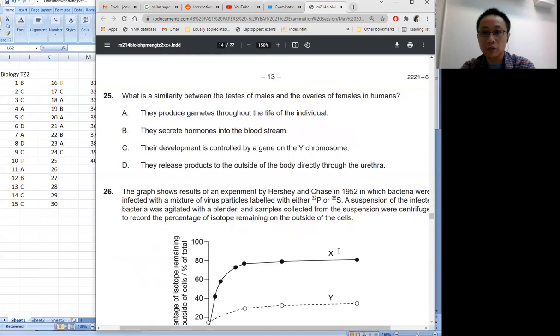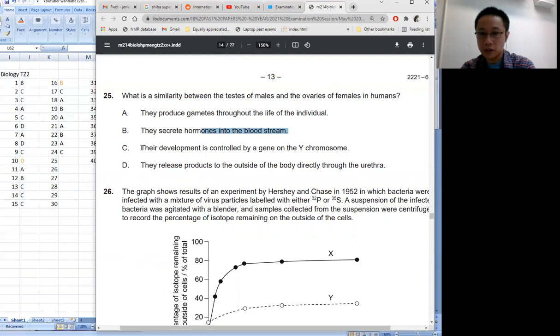Anyways, 25. What's the similarity between the testes of males and the ovaries of females in humans? They produce gametes throughout life. That's not true for the female structure. They secrete hormones into the bloodstream. That seems reasonable because testes release testosterone, and the female ovaries will release either estrogen or progesterone at different times of the menstrual cycle.